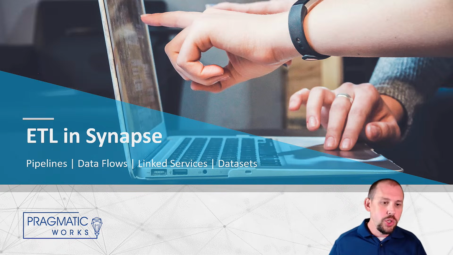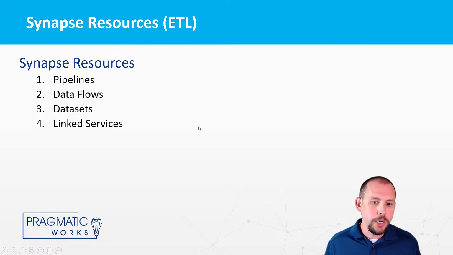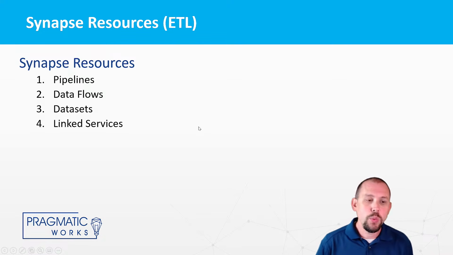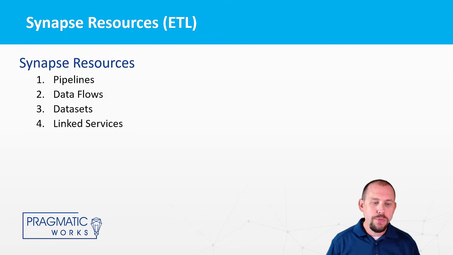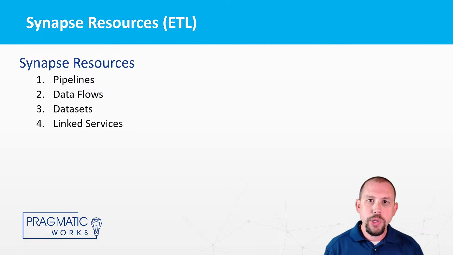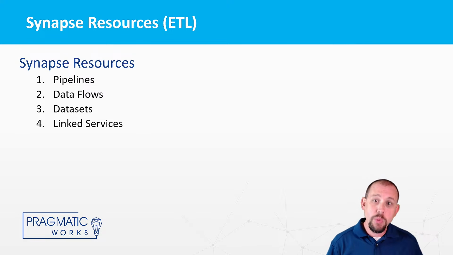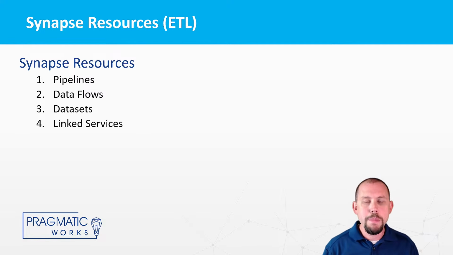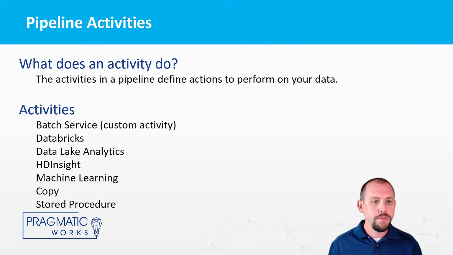All right, so let's do it. We're going to jump right in and cover the fundamentals here. Synapse resources: pipelines, data flows, data sets, linked services. These are the different resources that we use inside of Azure Synapse Analytics to build our pipelines and really to clean and transform that data. Data flows being the real transformation tool that we have available to us.